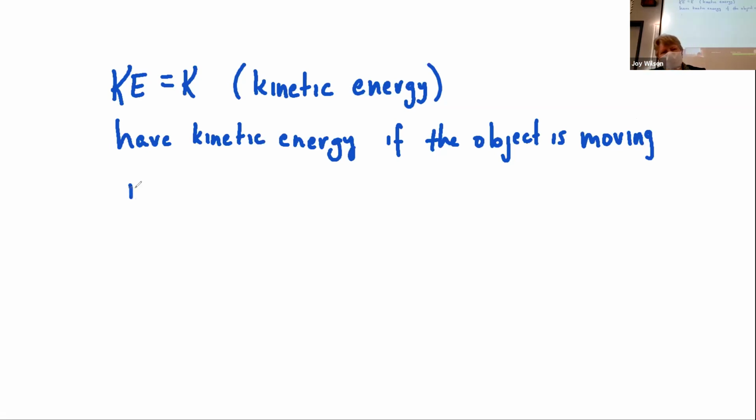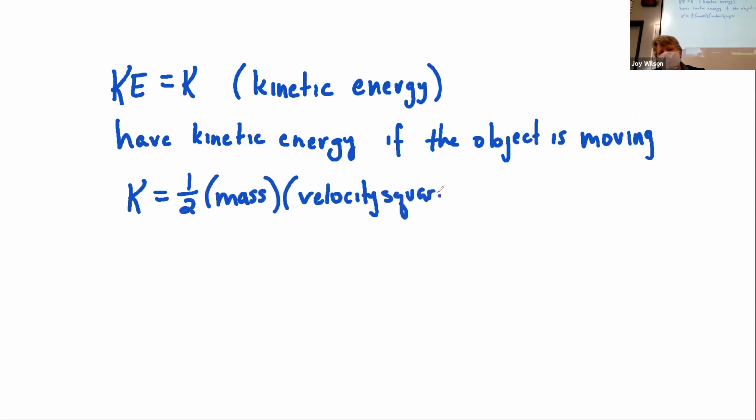The formula for kinetic energy is 1/2 mass times velocity squared. Notice it's only the velocity that gets squared. So our formula is 1/2 m and the v is squared. Not parentheses mv, just v is being squared. So the faster you go, the more kinetic energy you have.